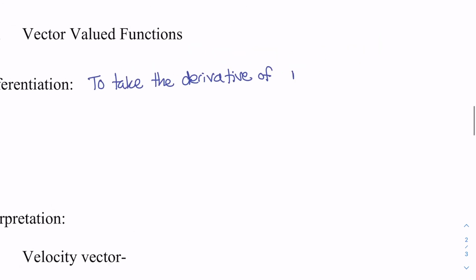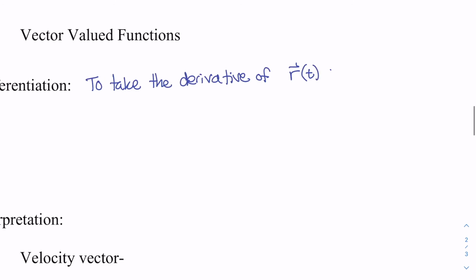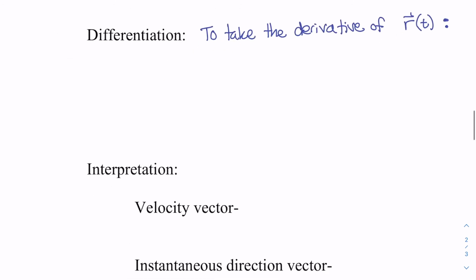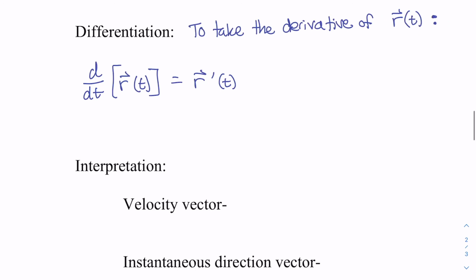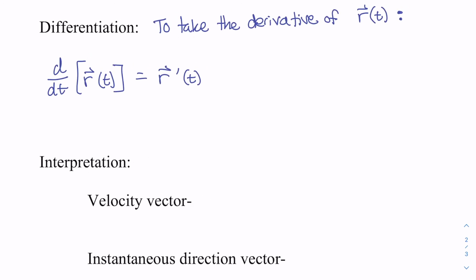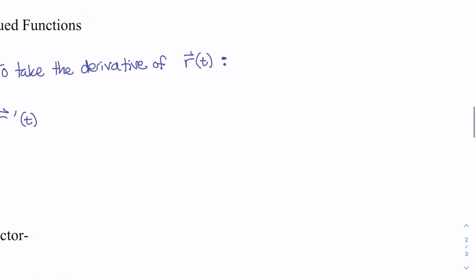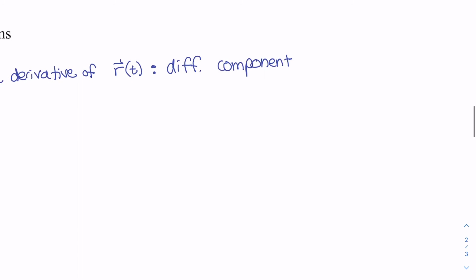of a function like r of t, we would write it like this. There's a couple different ways. You could use the Leibniz notation, which would look like this: d dt of r of t. So that's the first derivative of your function. That's equal to just saying r prime of t. And you just do it component by component. So to take the derivative of r of t, you differentiate component by component.